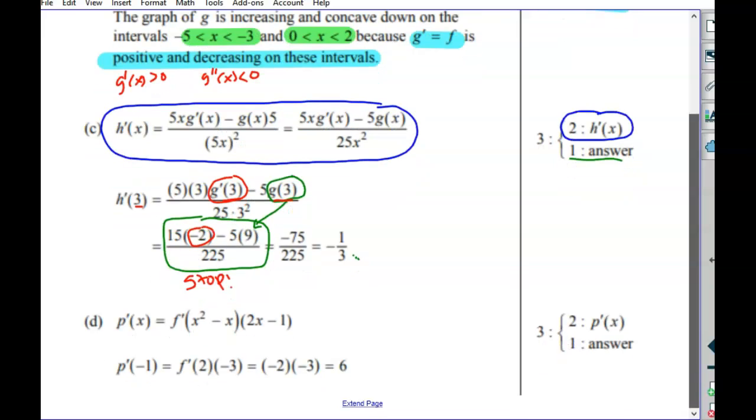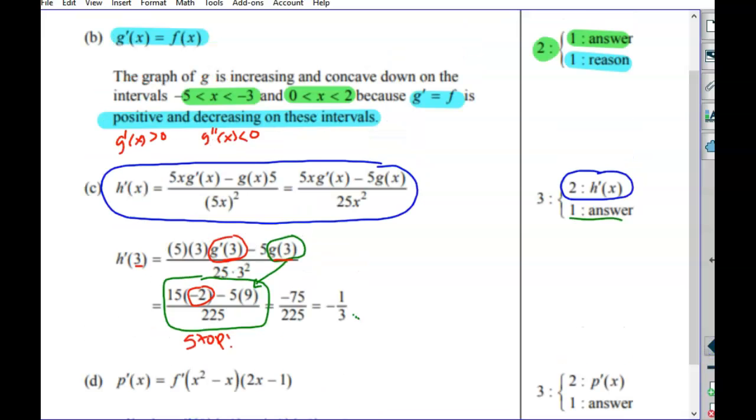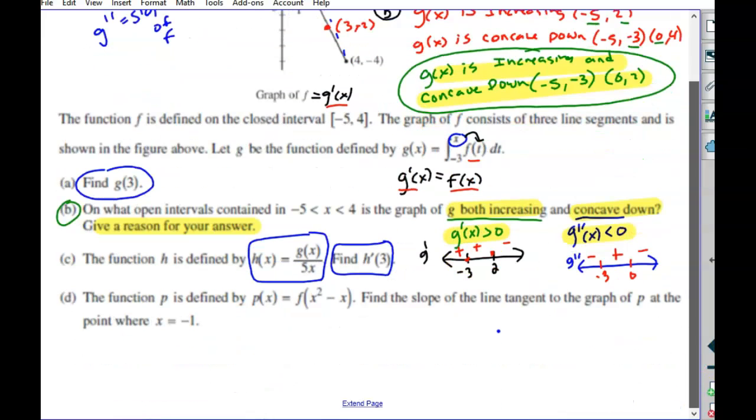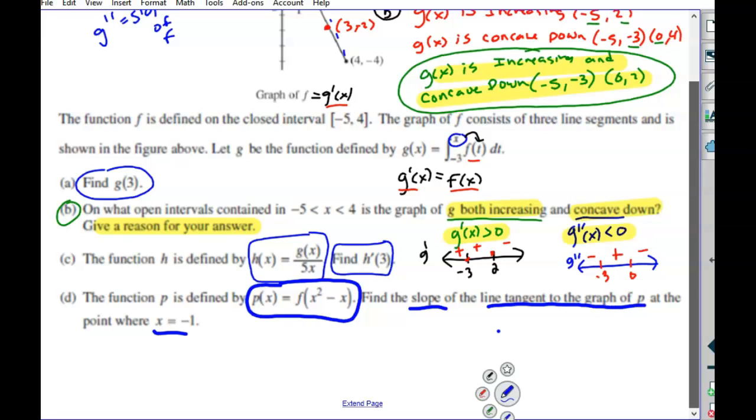All right, part D. I got to remember what this says. So P is defined by a new function. Find the slope of the tangent line to the graph of P at x equals -1. Wait a minute. What's another word for slope? Derivative. Find the derivative of P, and then find its slope at -1.